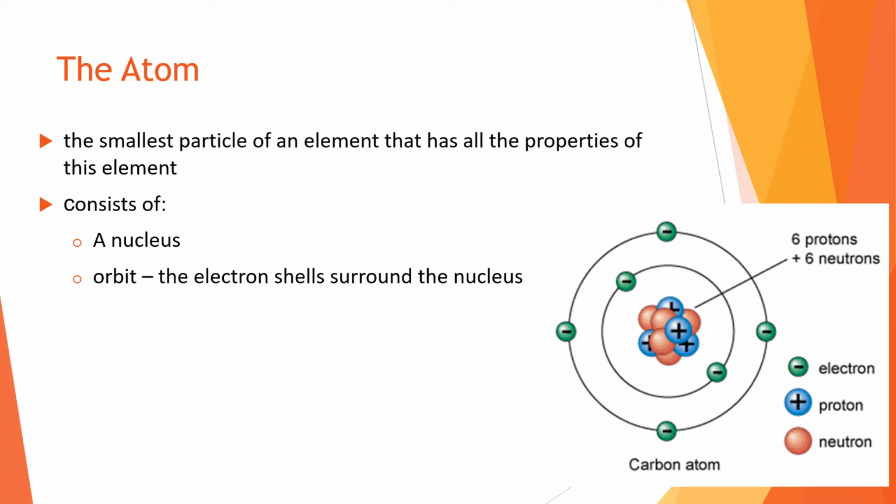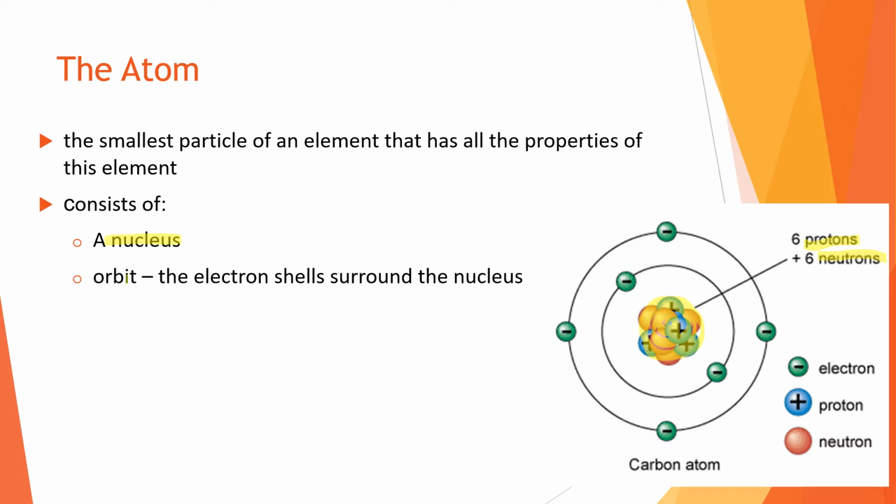Okay, so the atom. The atom is the smallest part of an element that has all the properties of this element. So if you're talking carbon, then carbon is going to be made up of carbon atoms, and all of those atoms are going to have the same properties of carbon. The atom consists of two main parts. Number one is the nucleus, okay? And the nucleus is in the center of the atom, okay? And the nucleus contains protons, and we're going to go into this in more detail, and neutrons.